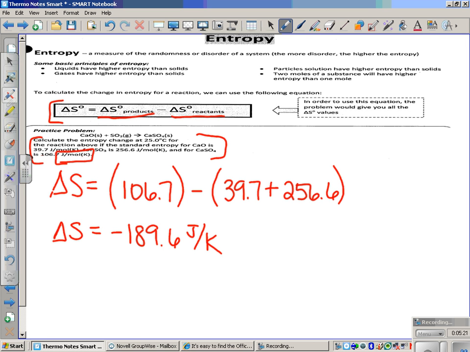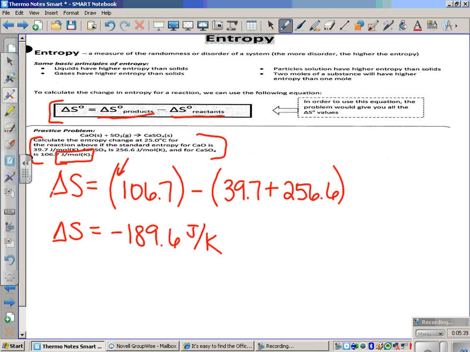Now in this equation, all the coefficients happen to be 1. But if there had been a 2 in front of, say, CaSO4, then you would have multiplied right here by 2. So although it's not seen, we still did it. We multiplied by 1, and it wasn't really changing the answer. Okay, so calculations of entropy are usually pretty easy.